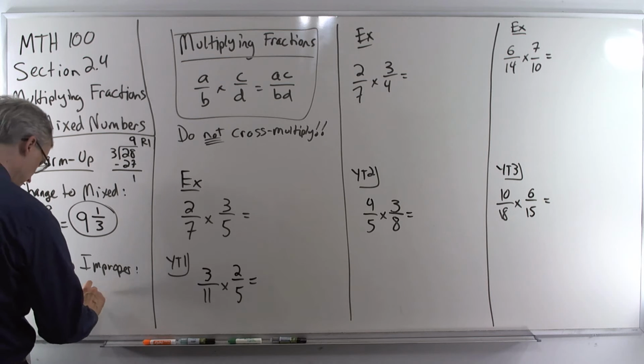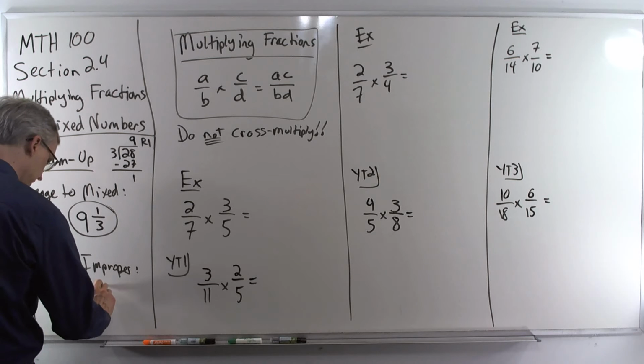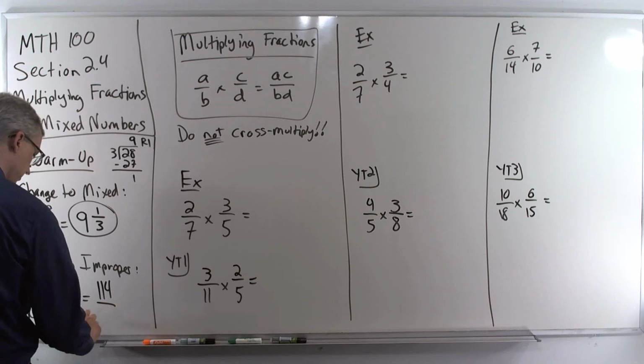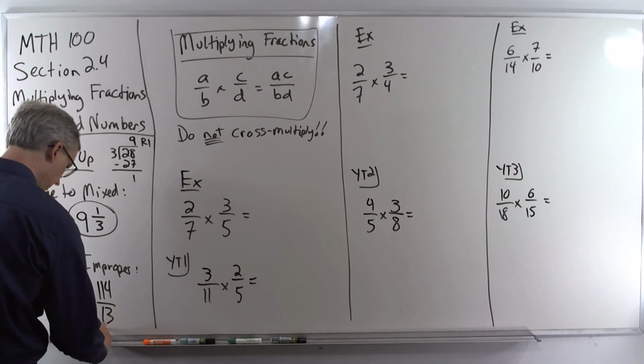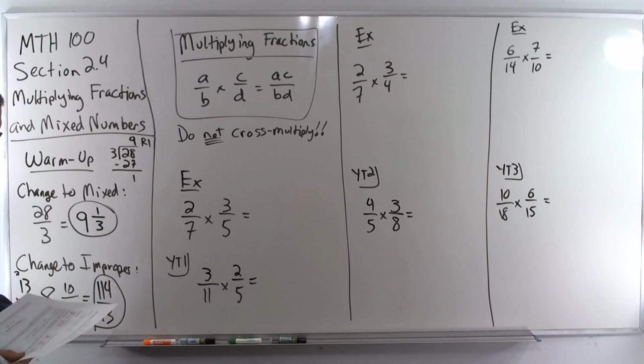Now this one we're going to change to an improper fraction. 13 times 8, that's 104. And then we're going to add 10 to it. So 114 over the same denominator. Remember, no matter which way we go, the denominator stays the same, unless we need to reduce.